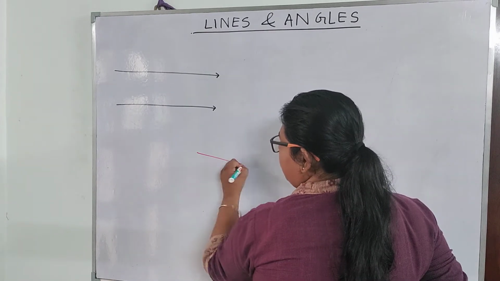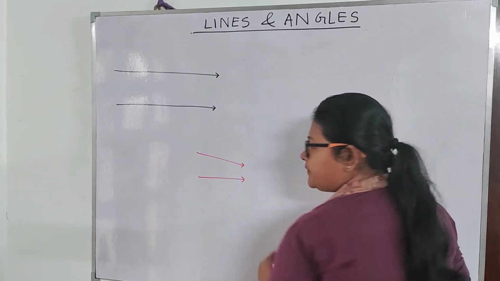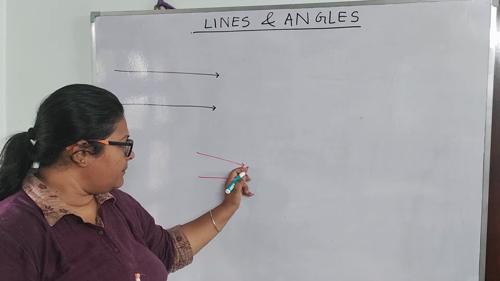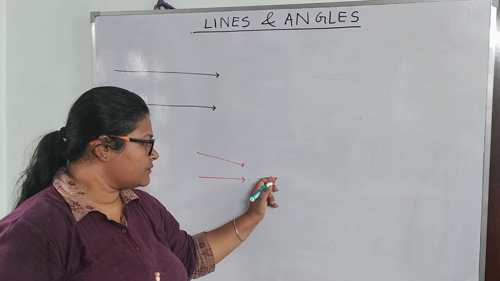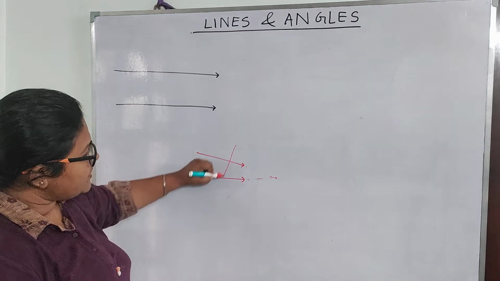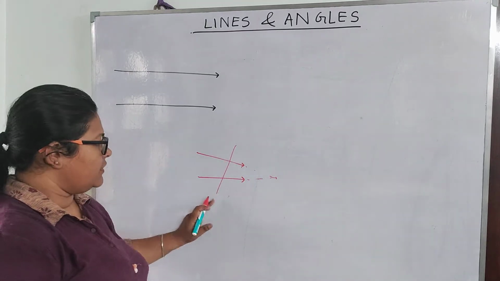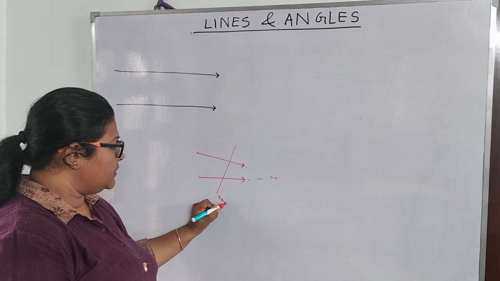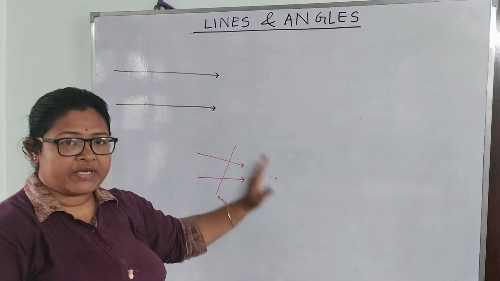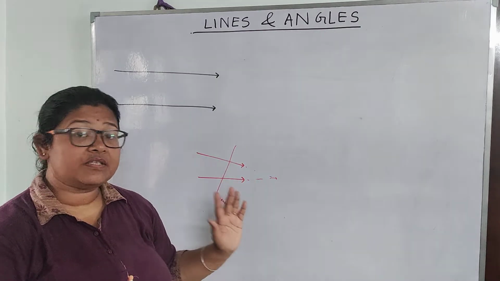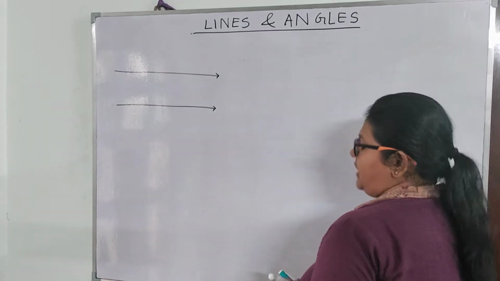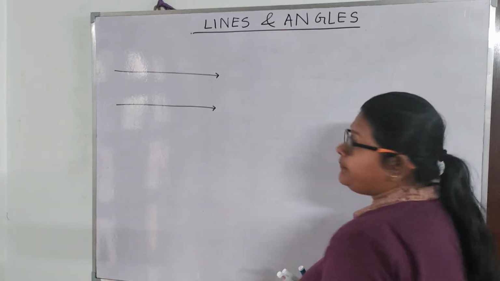If this is a pair of lines, these two lines will meet at a point. So we can say these two lines meet at a point, that's it. And a line which cuts the two lines is usually known as a transversal. This is a normal pair of two lines meeting at a point, and a line which cuts these two lines is known as a transversal.